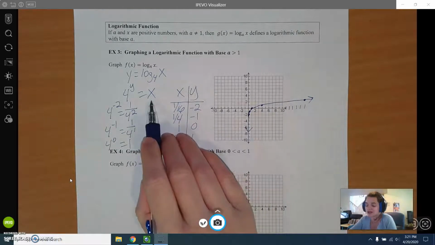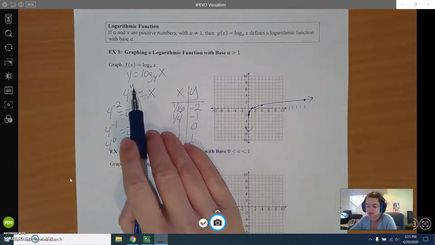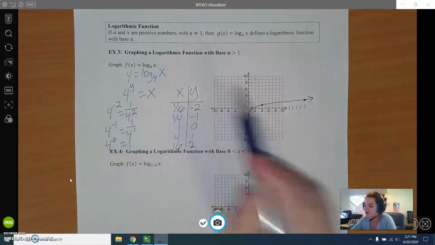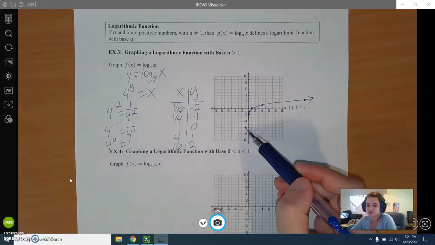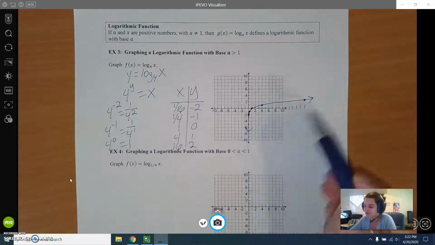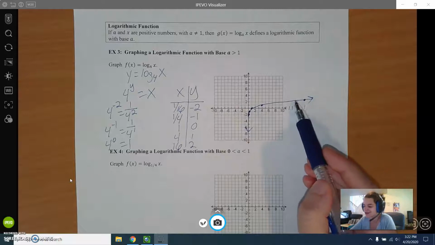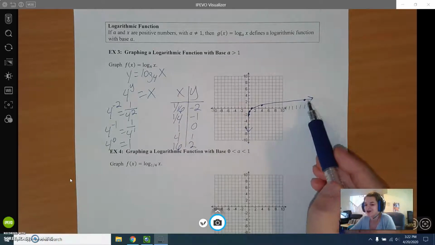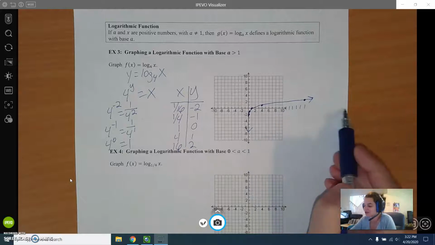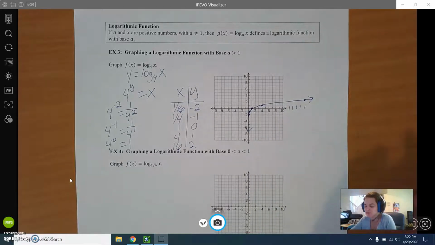We're also never going to get a negative value for x, no matter what exponent you put in for y. So it's going to go towards the y-axis, okay? The other end of it just goes very rapidly to the right. It's going to kind of slowly increase and very much increase to the right, okay?